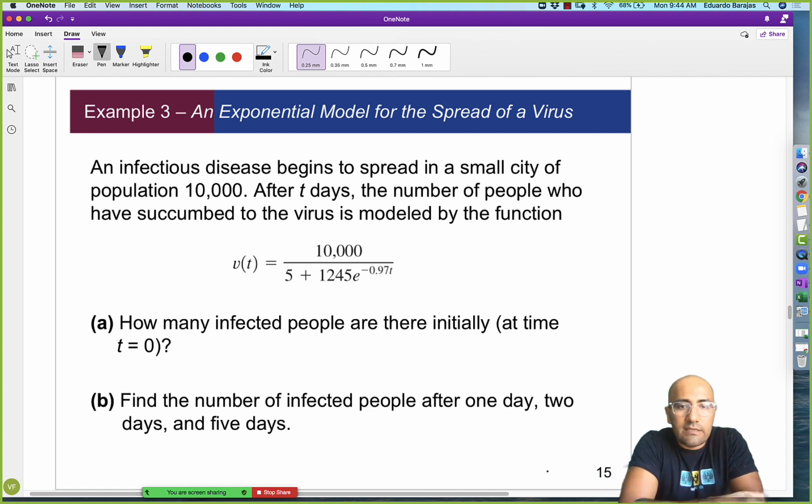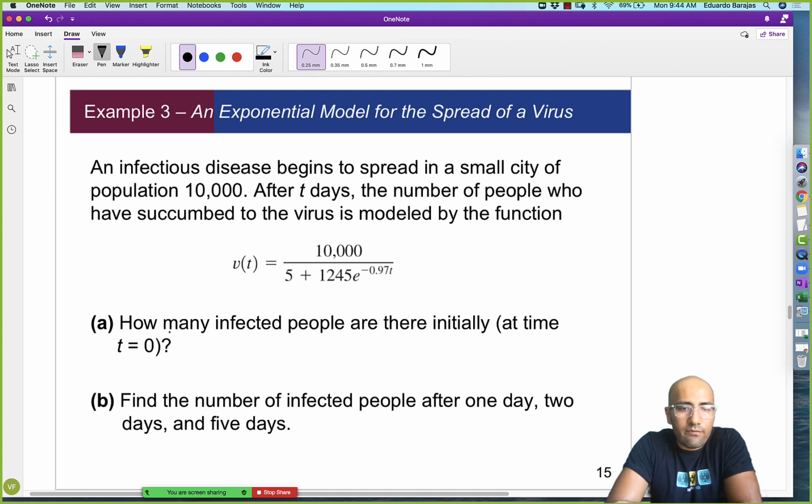Okay, so here's an example. When we try and describe how viruses flow through a population, the number e appears in the models that do a pretty good job of describing it. So here is a case. An infectious disease begins to spread in a small city of a population of 10,000. After t days, the number of people who have succumbed to the virus is modeled by this function, right? So V of t is going to be the number of people who have succumbed to the virus after t number of days. So here is the entire population, and here is this thing here.